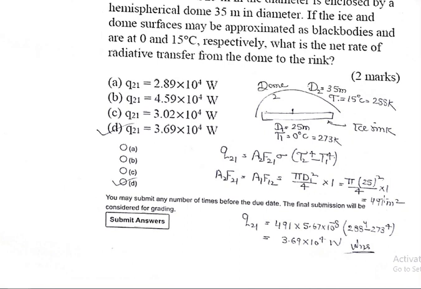Here we will calculate the value, which is 491 meter square. Then put all the values in this formula. You will get 3.69 into 10 to the power 4 watt. So answer 4 is correct for this question.